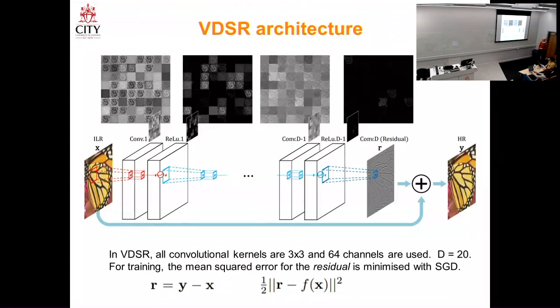So here's the architecture. We're going to take a low-res image, and like SRCNN, we're going to upsample it to the final resolution. Okay, but this image is very blurry, it's missing a lot of high-frequency detail. Then we're going to put it through a number of convolutional layers, 20 in this case, and the convolutions are 3 by 3, and we're going to have 64 channels out.